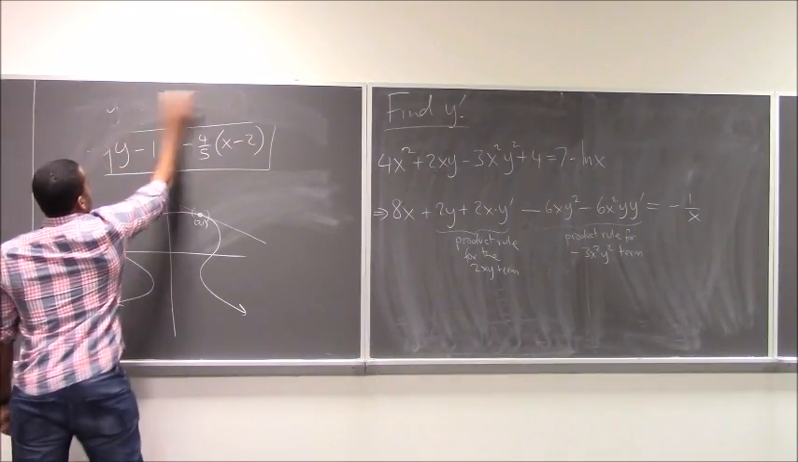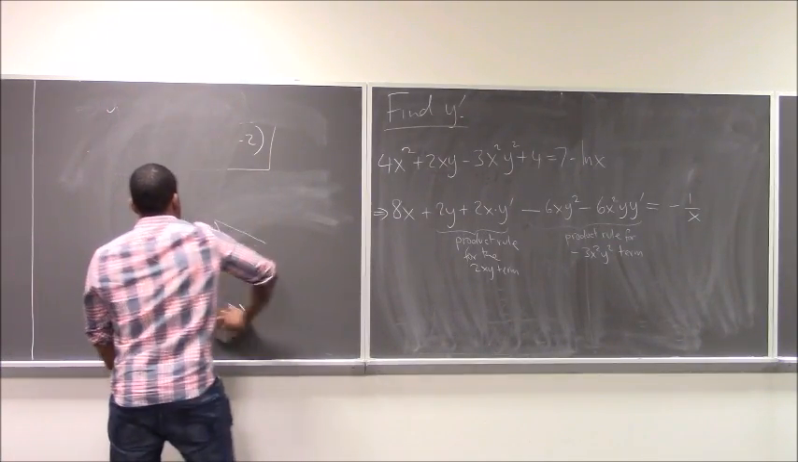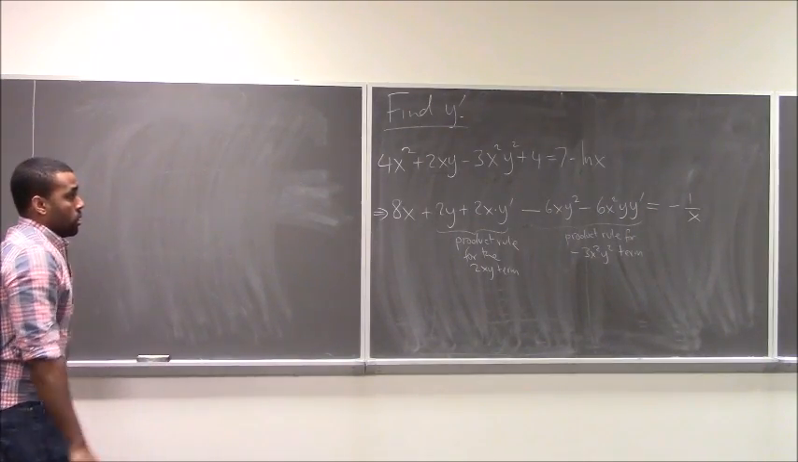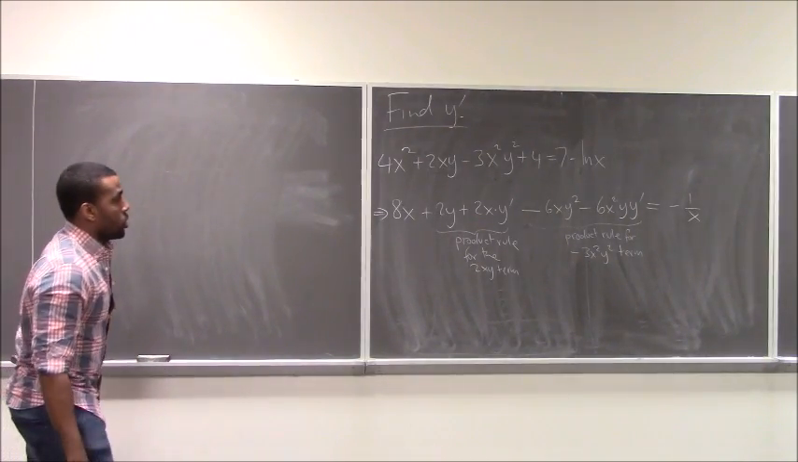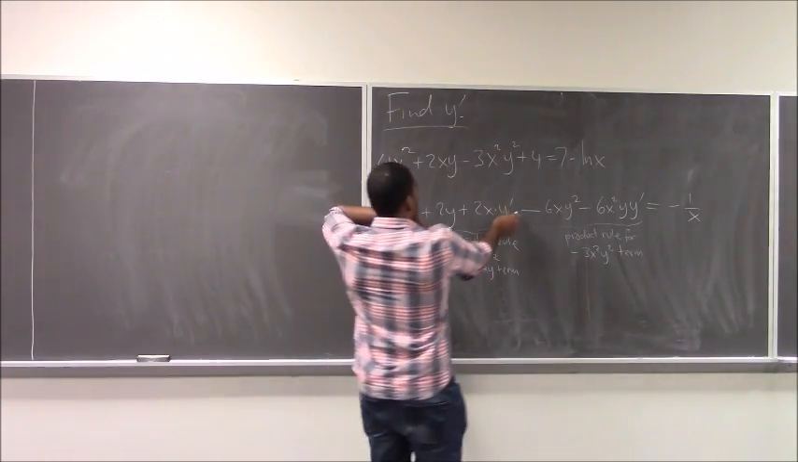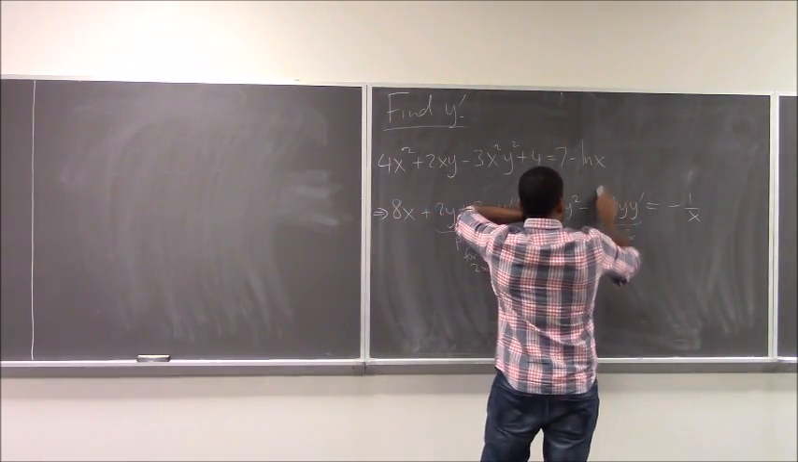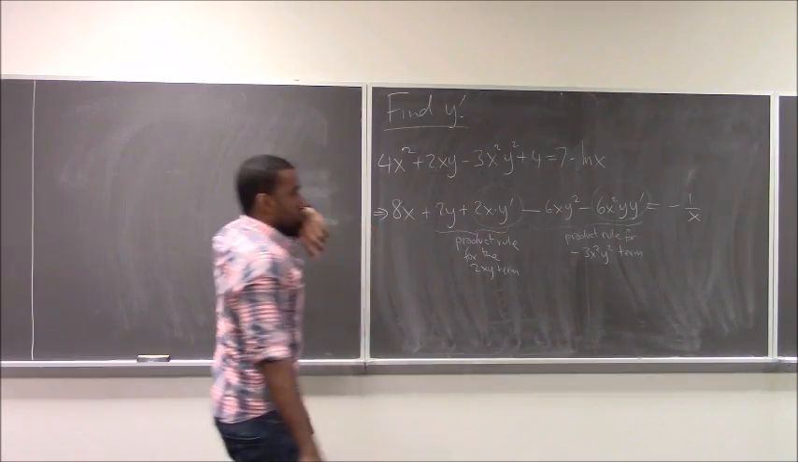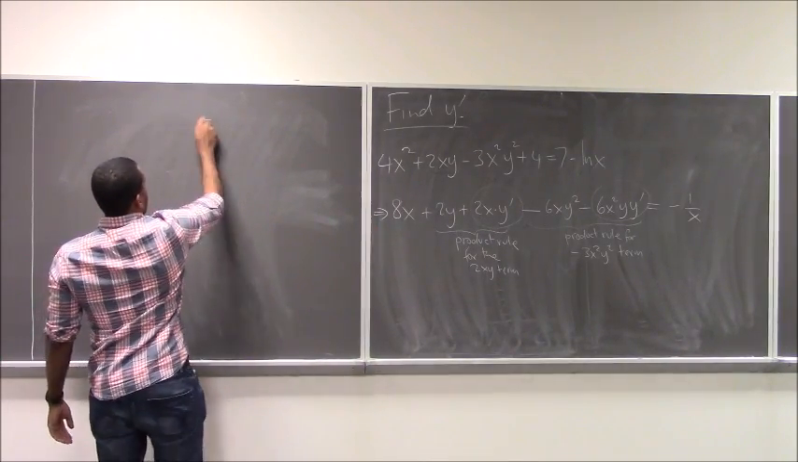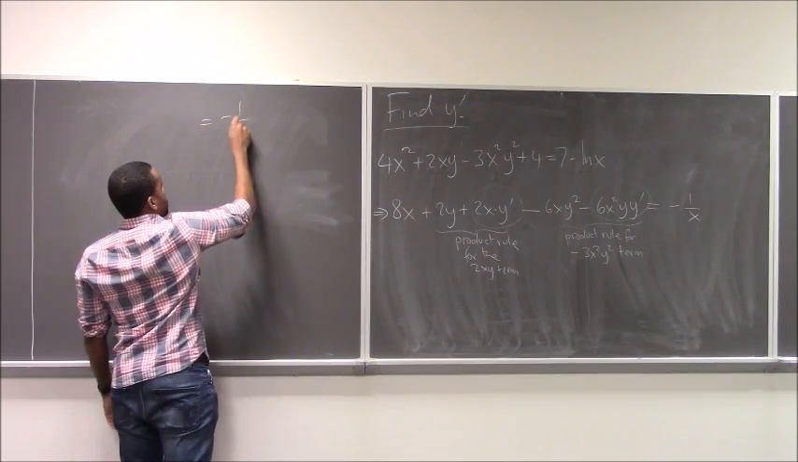Let's move over here. So we need to find y prime, so we want to isolate the y prime, so identify all the terms that have y primes in them. And you want to get rid of everyone else by moving them to the other side. So on the right side, I already have my minus 1 over x.